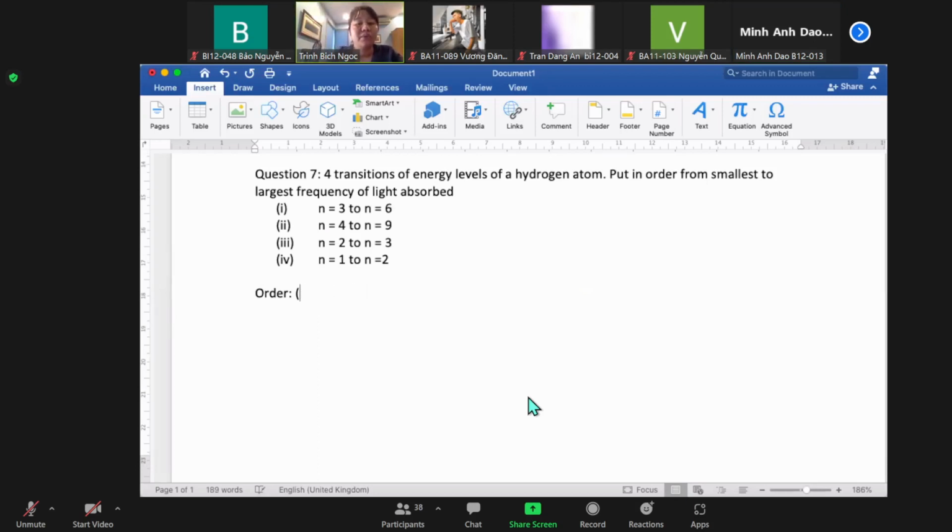So the smallest to largest frequency must correspond to the transitions of 2 and then 1 and then 3 and then 4. Okay, be careful. Here they talk about the frequency. Please explain us, please.